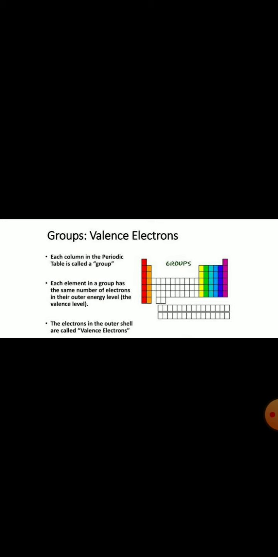As I said before, group 1 has 1 valence electron, group 2 has 2 valence electrons, group 13 has 3 valence electrons, like this. So from this we can say that in groups we can easily identify the number of valence electrons.